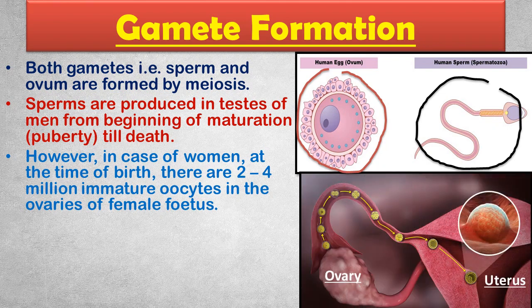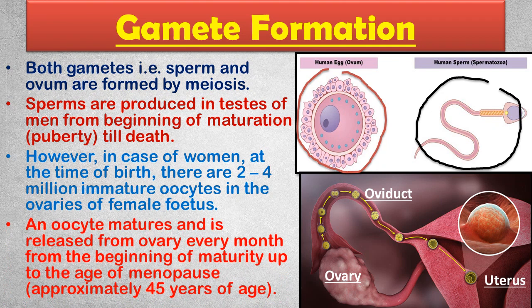Okay, so this is the ovary and uterus. The eggs, or the oocytes or ovum, are produced in the ovary, and when matured, they pass out from the oviduct into the uterus, where in the uterus it develops into the fetus. An oocyte matures and is released from the ovary every month from the beginning of maturity up to the age of menopause, approximately 45 years of age.